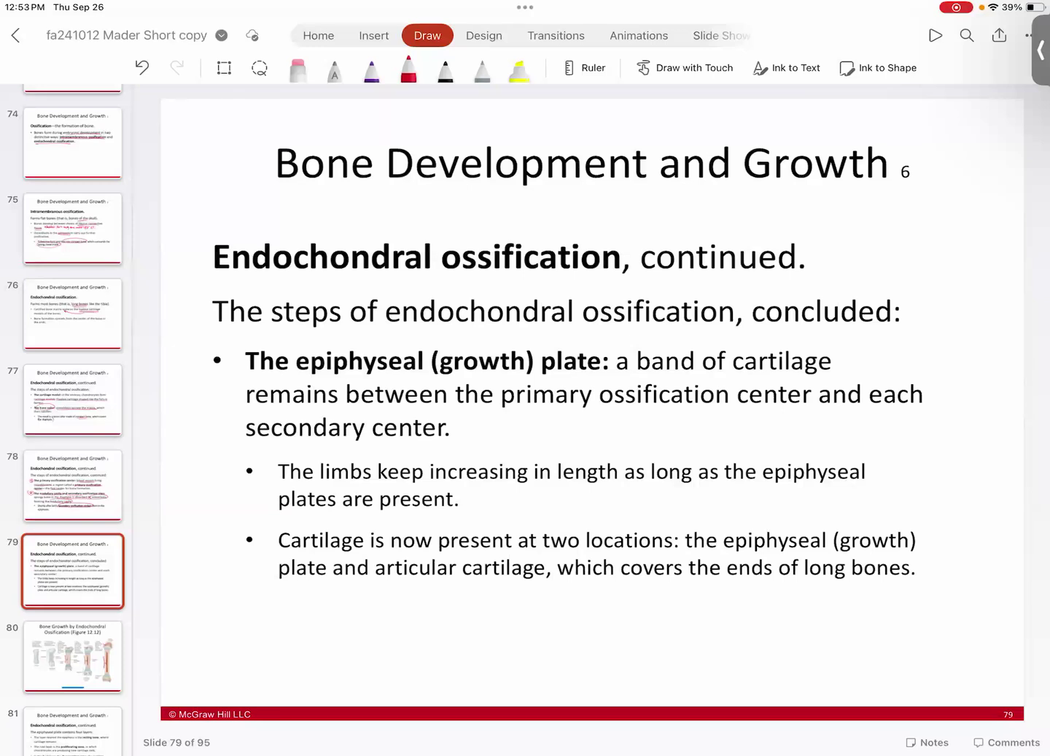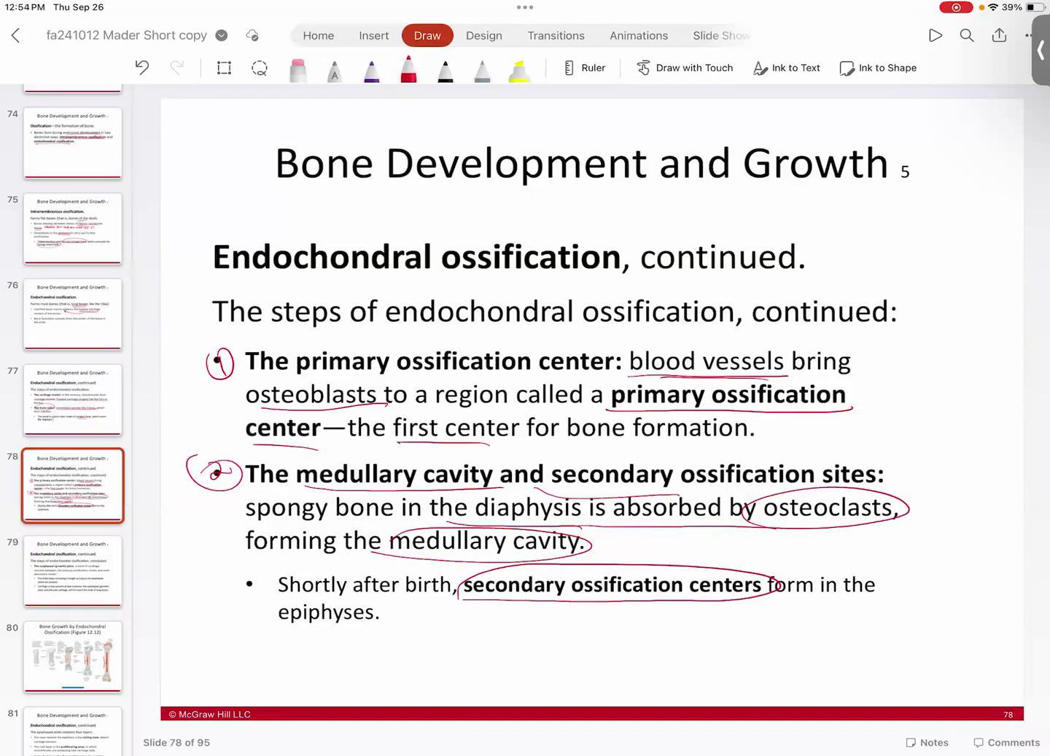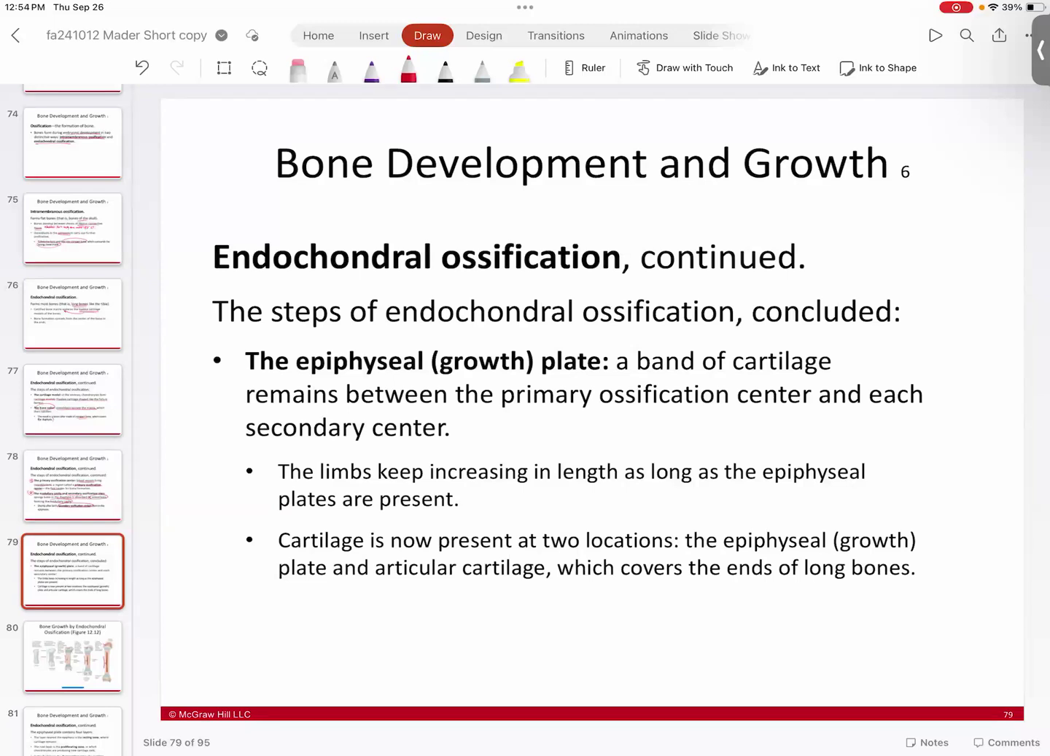So then, once you actually get your epiphysis, your epiphyseal growth plate, which is a band of cartilage that remains sandwiched between your primary ossification center and your secondary center, becomes your growth plate. This is your growth plate. So limbs will keep increasing in length as you get older, as long as you have that epiphyseal plate. And part of that plate is you have to replace that hyaline cartilage, so you have an endless supply of cartilage to convert into bone.